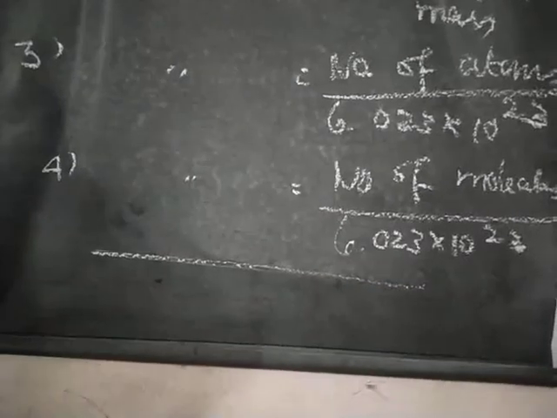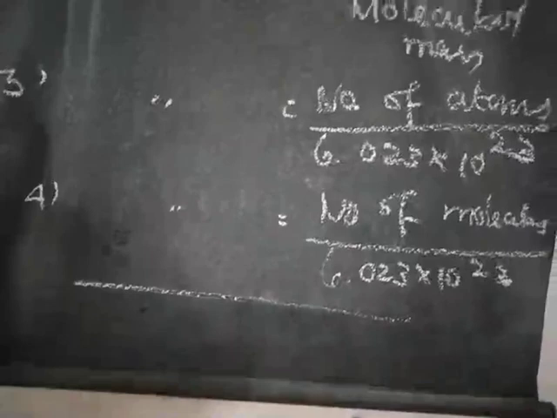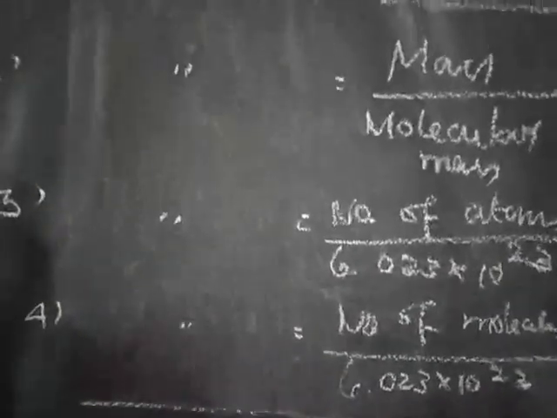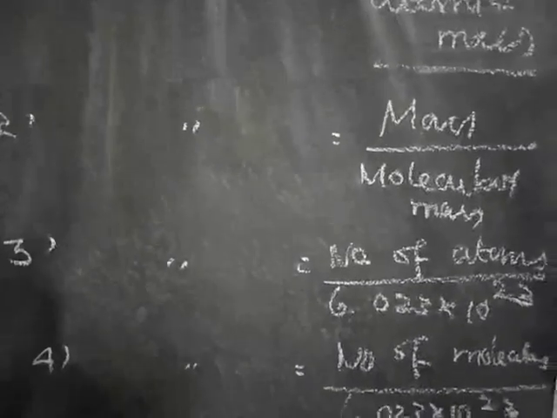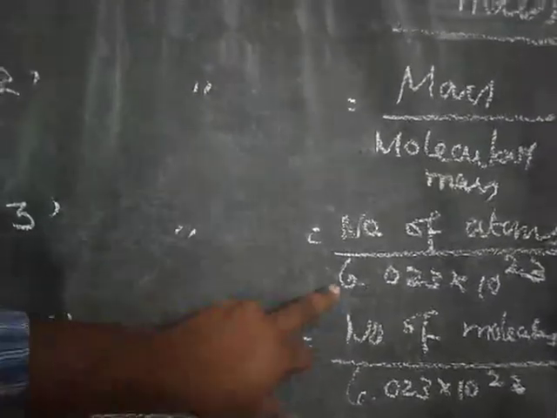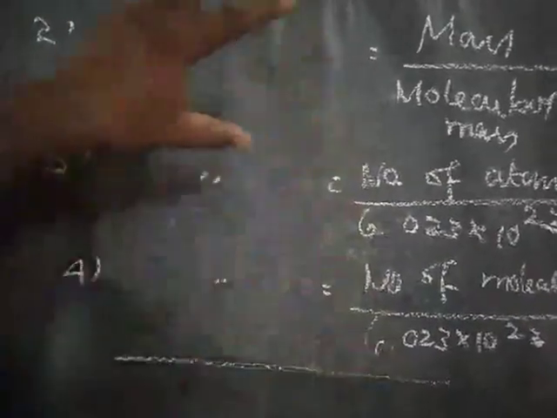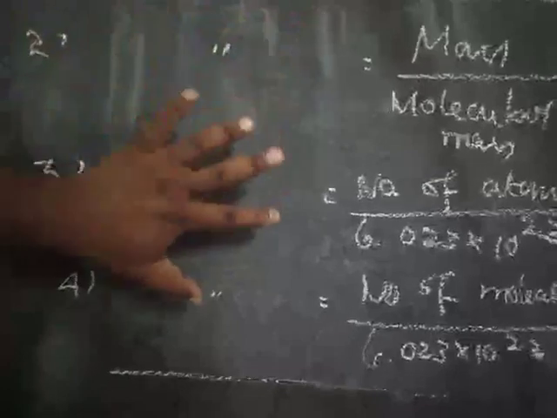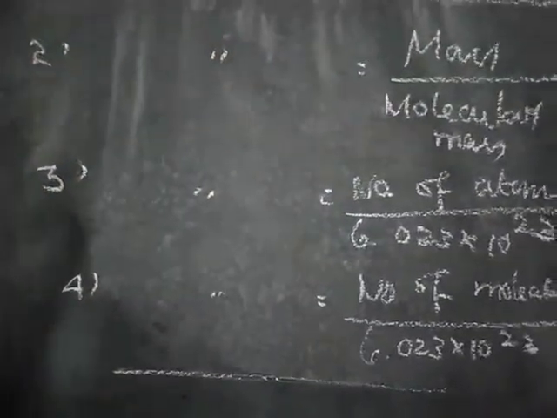First formula, number of moles is equal to mass divided by atomic mass. Second one, number of moles is equal to mass divided by molecular mass. Third one, number of atoms divided by Avogadro number. Fourth, number of molecules divided by Avogadro number. So with the help of these 4 formulas we have to find the number of moles.